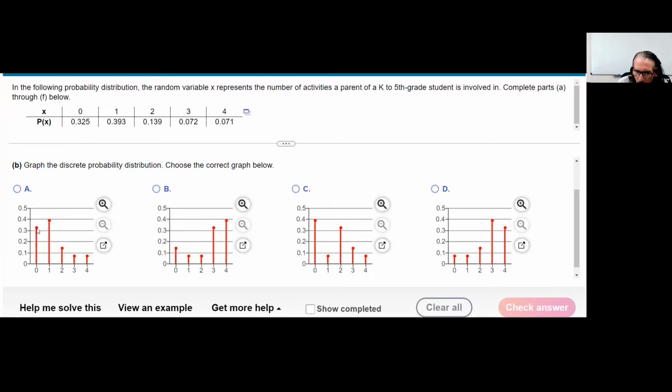0.325, that makes sense. It's about a quarter of the way between 0.3 and 0.4. 0.393, just being a little bit below 0.4. 0.139, a little more than a third of the way between 0.1 and 0.2. And then 0.72 and 0.71. That one is looking pretty good.